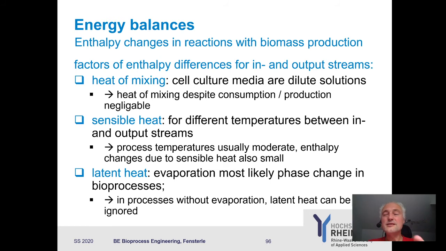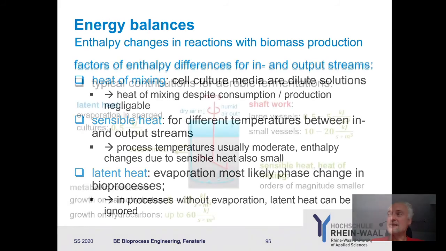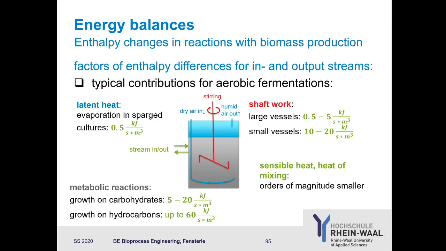What I didn't look at, because I switched to the next slide in order to make the stream smoother, is the sensible heat. I quickly go back. The sensible heat is what I put in. For example, my liquid stream goes in at 25 degrees and my bioreactor is at 30 degrees, or it's warmer or whatsoever. So therefore I have a sensible heat change in this case. However, this is really an order of magnitude smaller. The same is true for heat of mixing. If I come with a concentrated glucose solution in a fed batch reactor, this is orders of magnitude smaller. So the sensible heat is in general not relevant.